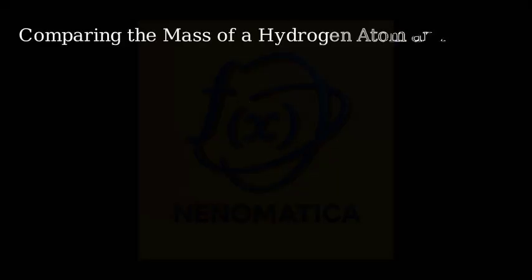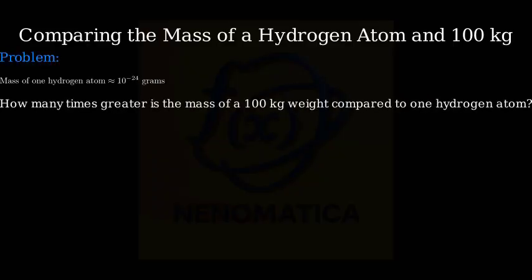Welcome to this math video. Today, we'll be solving a problem from physics about comparing masses. Let's understand how to solve it step by step. Here is our problem. The mass of one hydrogen atom is approximately 10 to the power of negative 24 grams. How many times greater is the mass of a 100 kilogram weight compared to one hydrogen atom?